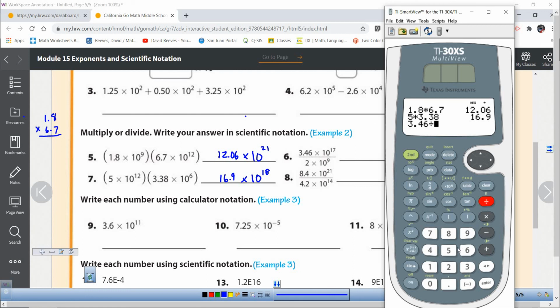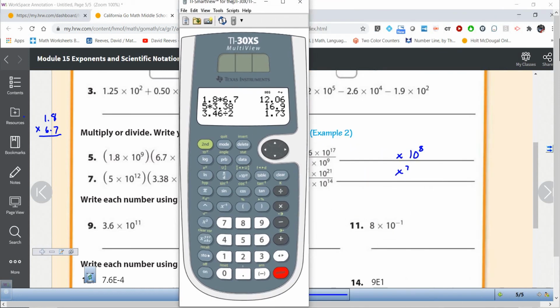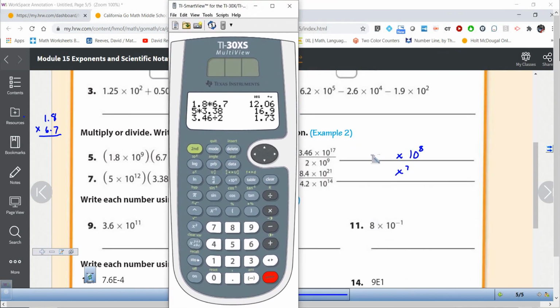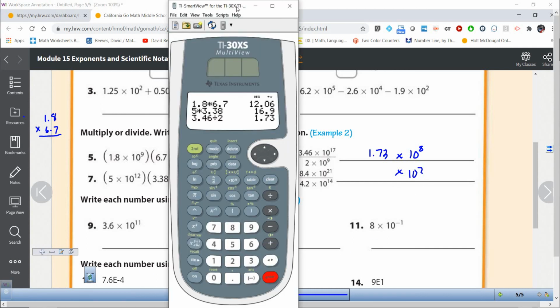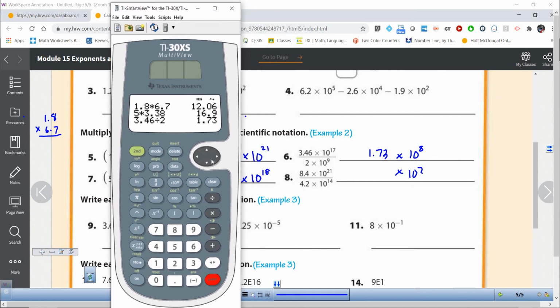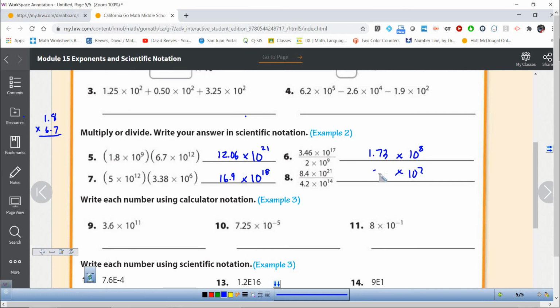All right. And then the next one, I have 3.46 divided by 2, because now I have a division problem. So I'm going to divide the coefficients, and I get 1.73. All right, whoops. What am I doing here? This is times 10 to the 7th. All right, and then I have 8.4 divided by 4.2. This one we really should have done without a calculator because it is simply 2, or 2.0.